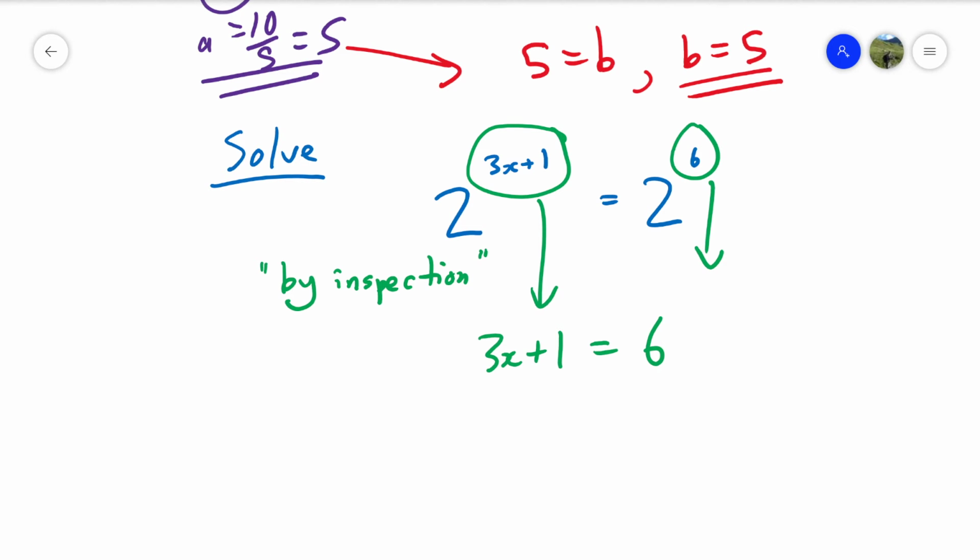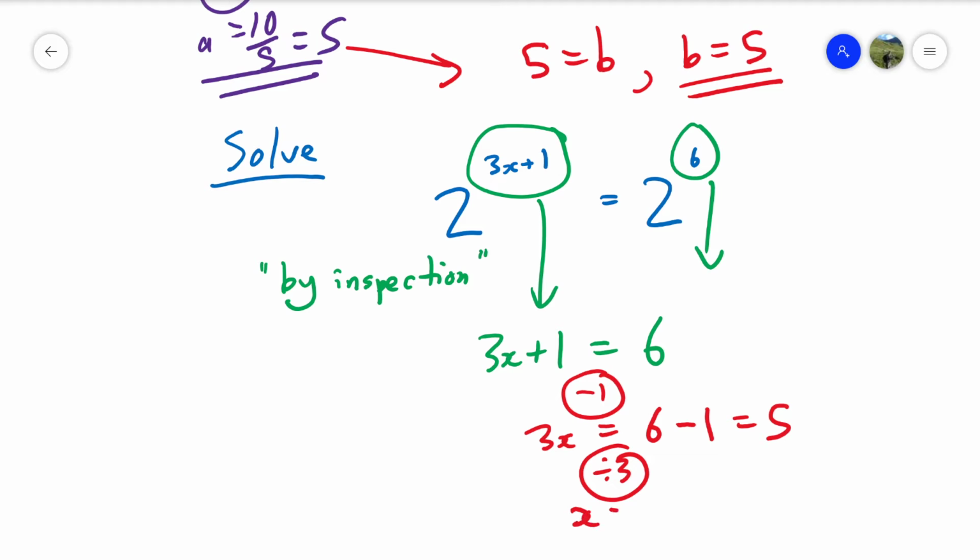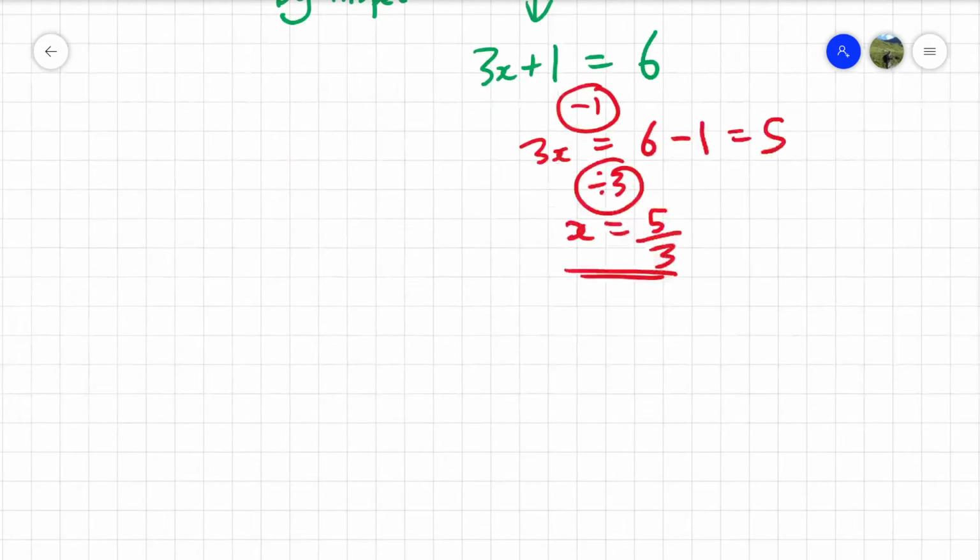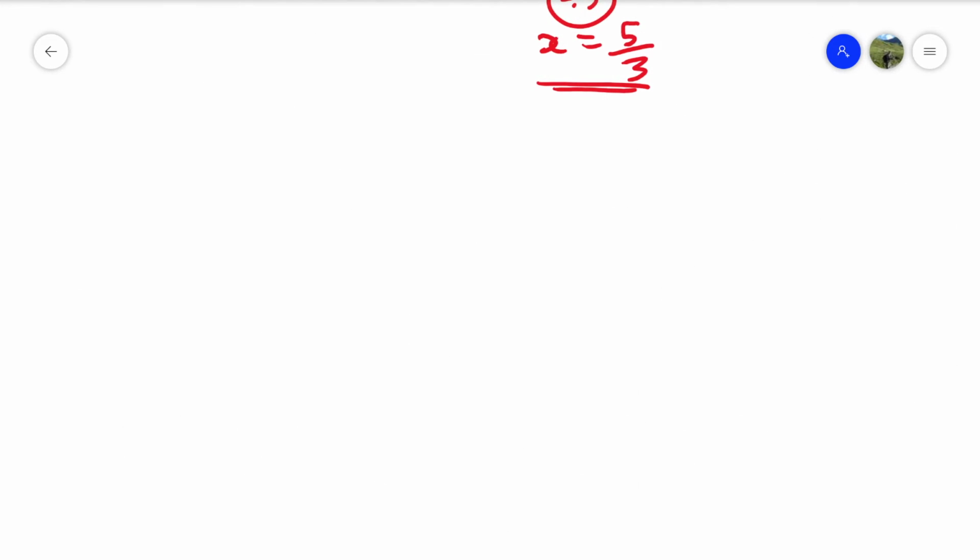So now we can just solve it. It's minus 1 from both sides. 3x equals 6 minus, I'm going to be careful here, don't make a mistake, which is 5. Now I'm going to divide by 3. So that means that x equals 5 divided by 3. There we go, so that's the final answer. Next question.